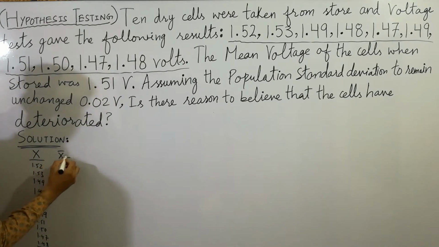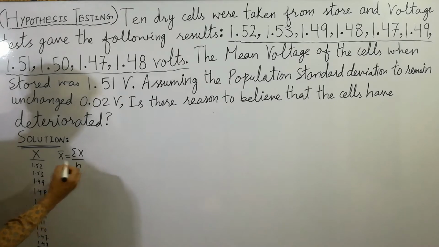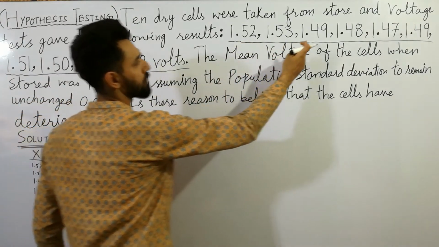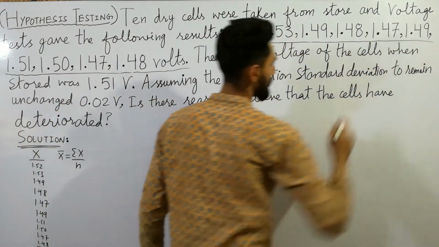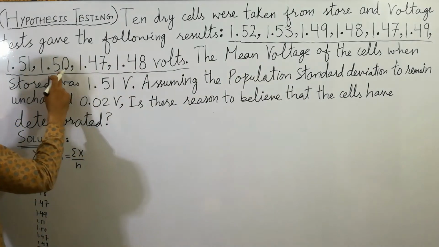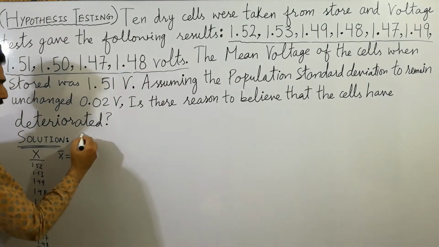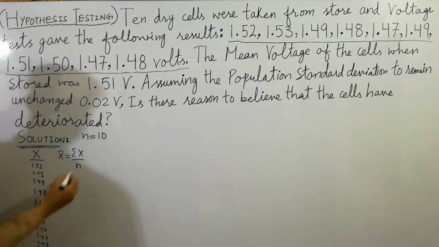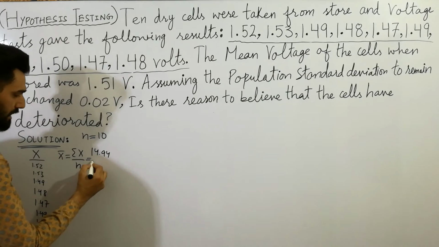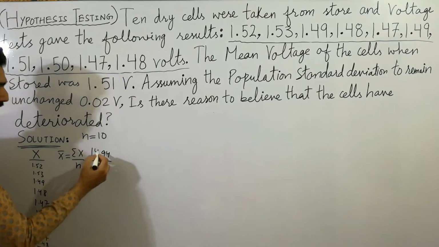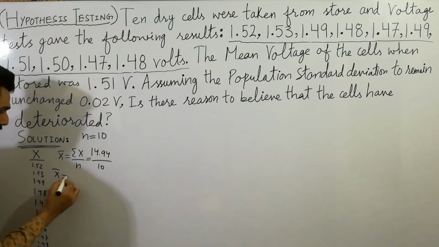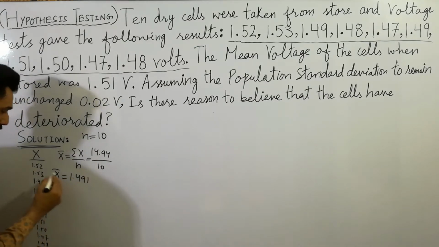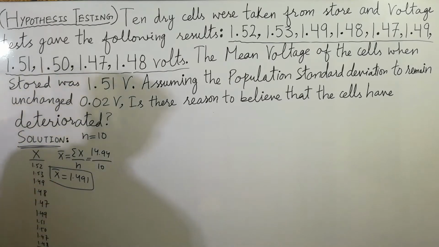is the mean, summation x divided by small n. Here count the values: 1 2 3 4 5 6 7 8 9 10. So the number of values is 10, and summation x, by adding the values, we will get 14.94 divided by n, which is 10. By dividing this value, x bar we will get 1.491. You can easily get this value by the calculator.